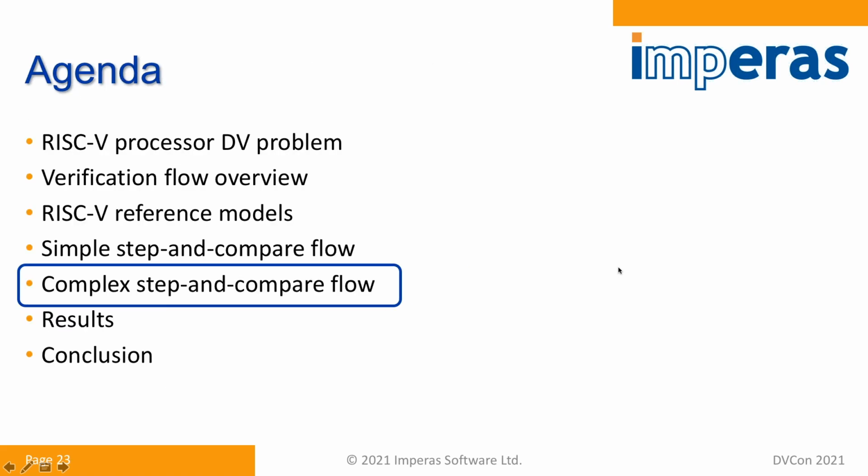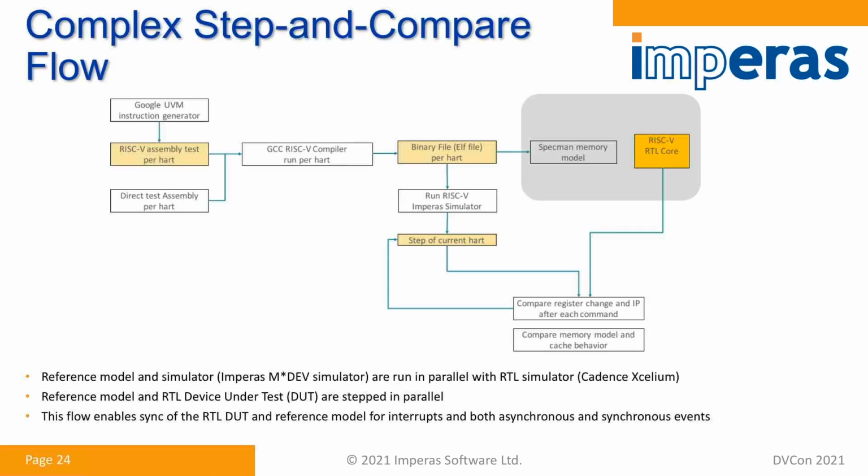So now on to the complex step and compare flow. This looks fairly similar to the previous flow with the Google instruction stream generator generating the tests on a per hart basis. But now the RISC-V reference model in the Imperas simulator is run concurrently with the RTL simulator, with everything controlled by Specman. And then there's a comparison of register change after each command. And so again, at instruction retirement, we're doing this comparison.